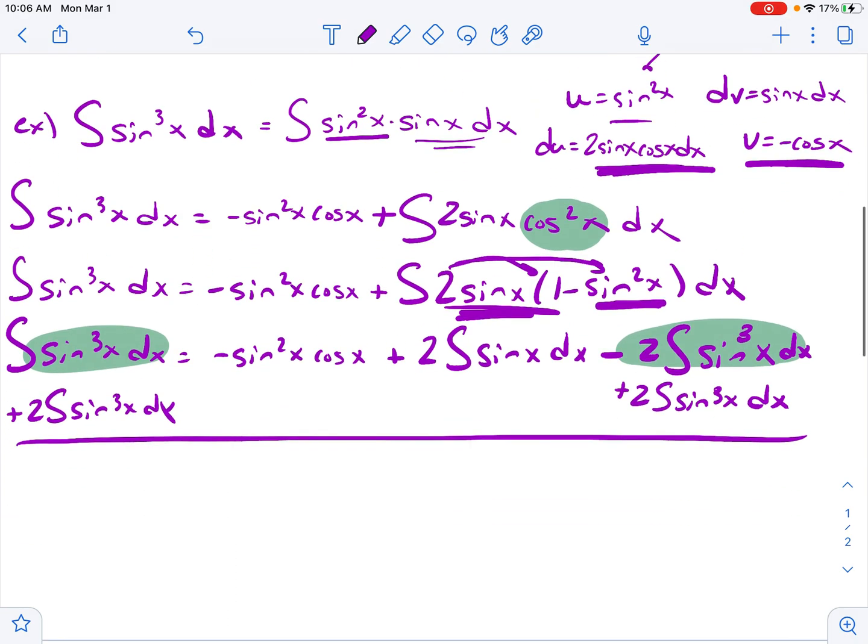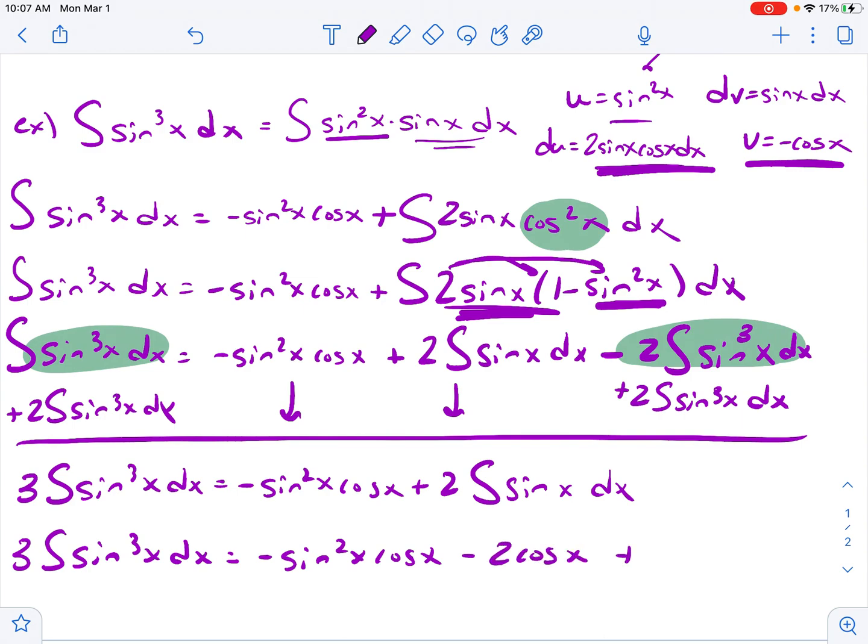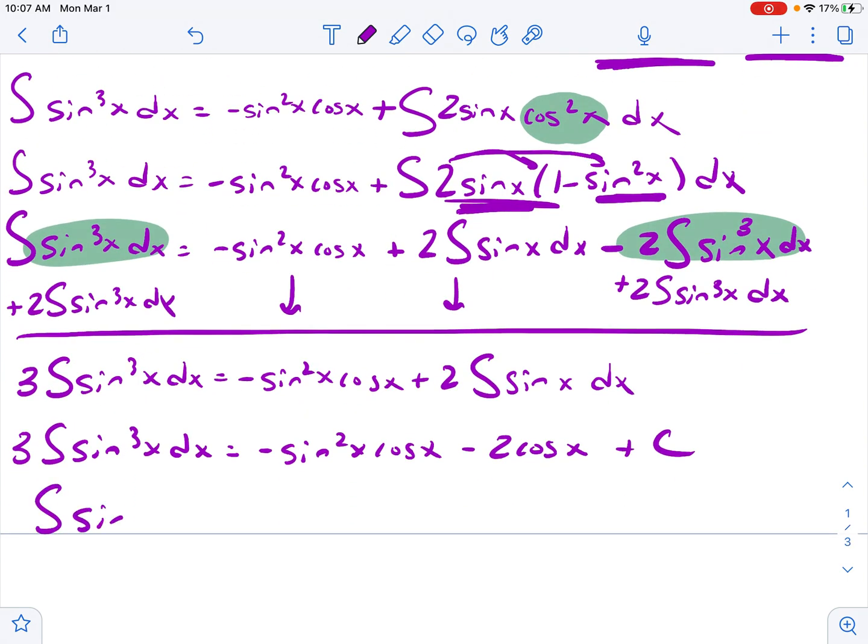And what do we got here now? We've got 3 of these sine cubed integrals equal to negative sine squared x cos x. And I got to bring this down, plus twice the integral of sine of x dx. Well, we can integrate that. So 3 of these is equal to this. Integrate 2 sine, get back negative 2 cosine x. Divide through by 3 this time. Negative 1/3 sine squared x cos x minus 2/3 cos x plus c. And there you have it.